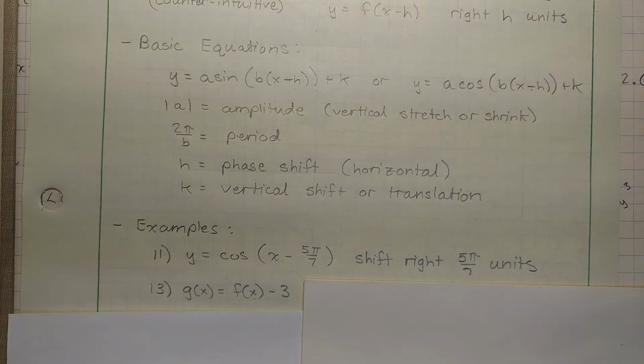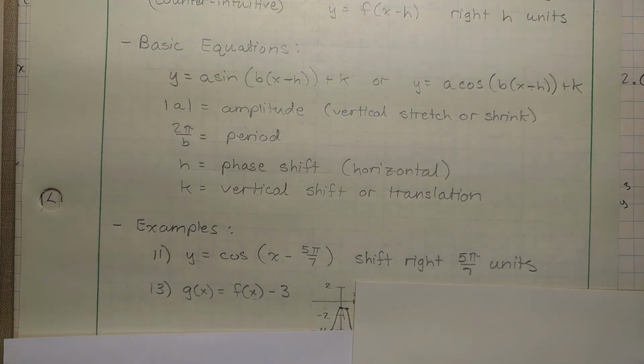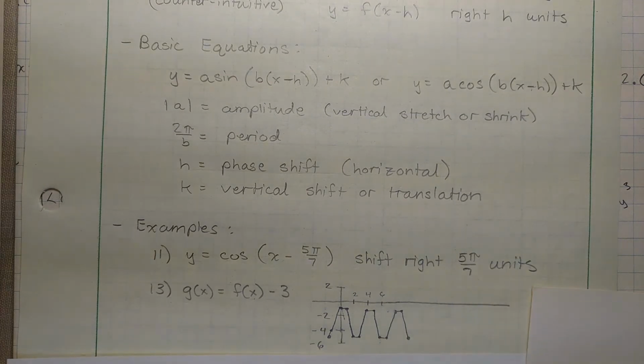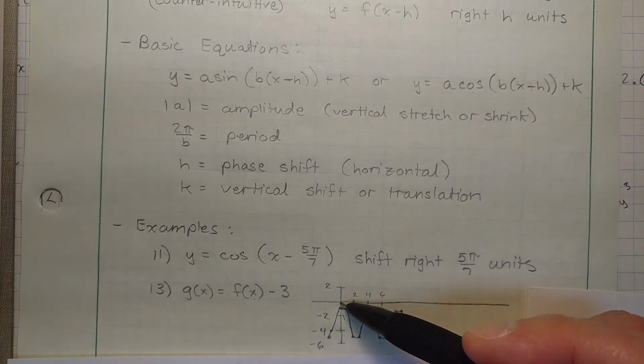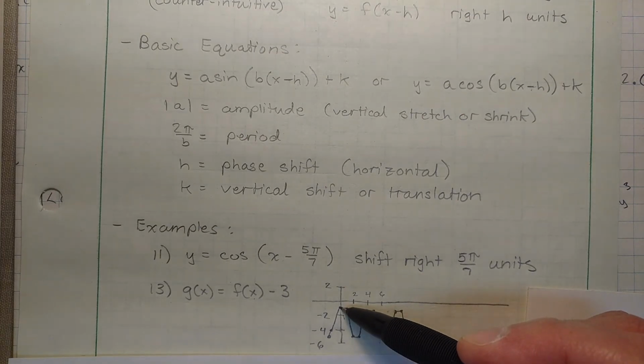Notice one of the points that I see on the graph on the y-axis is at 2. So it's at 0, 2. I'm going to take that point and move it down. I'm going to take the y-axis point that was here at 0, 2, and move it down, and so it's going to become 0, -1.